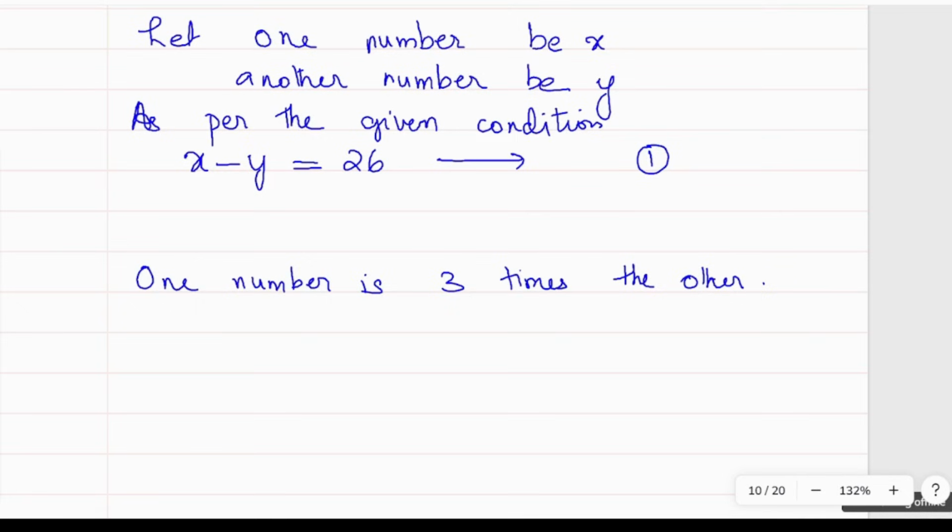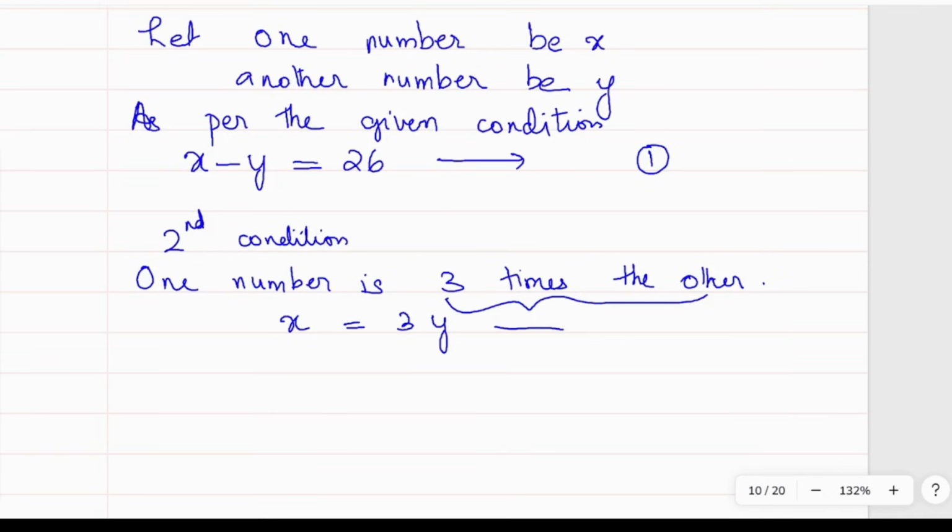One number is 3 times the other. If x is my one number, that one number will be what? 3 times the other number, which is y, means 3y. So x equals 3y, right? This is our second condition. I'm going to name this equation 2.